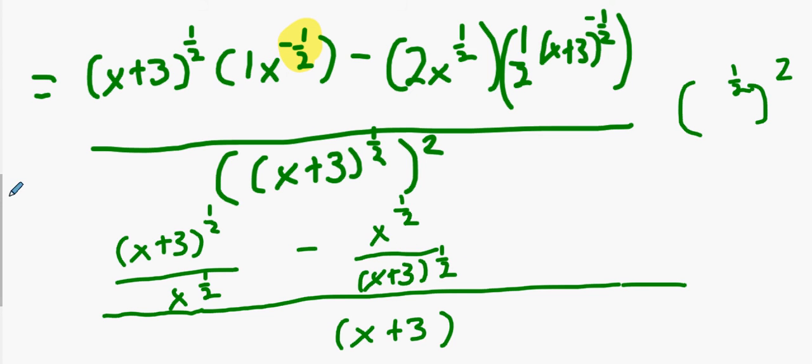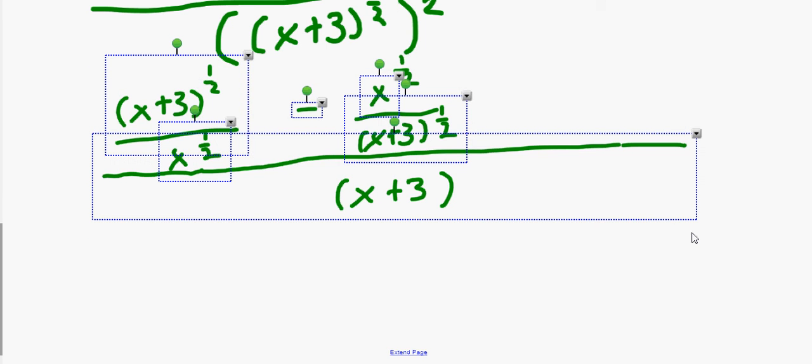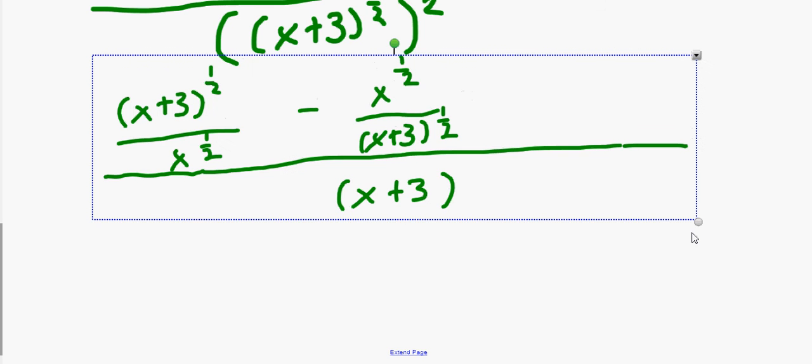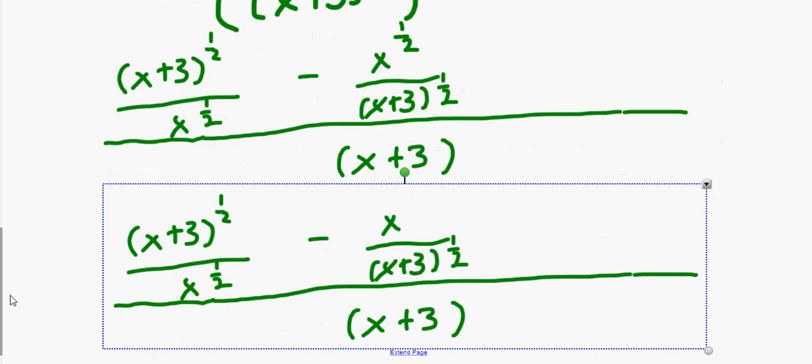Now, it isn't looking much better, is it? Not really. So here's what we're going to do next. We're going to get a common denominator on the top part. Only the top part, right? Once again, just going to control and duplicate this. That looks really good. Right, there we go.